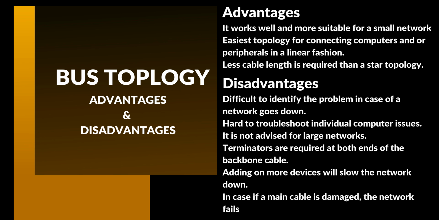Now let's move on to the disadvantages. It is very difficult to identify the problem in case the network goes down. Secondly, it is hard to troubleshoot individual computer issues. Third, it is not advised for a large network. Now, we need terminators, which are required at both ends of the backbone cable. If we don't add terminators, then definitely data packets will be lost. Adding more devices will definitely slow down a bus network. And if the main cable is damaged, the network will fail.